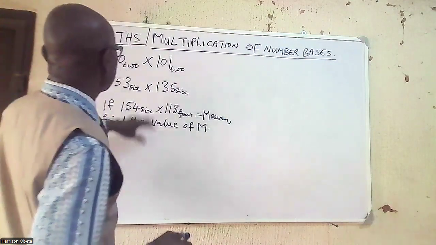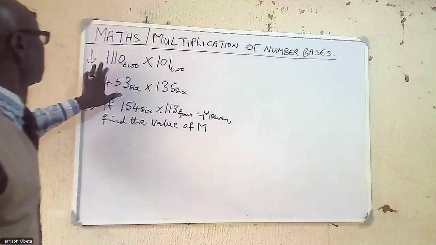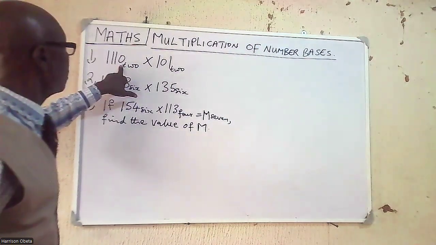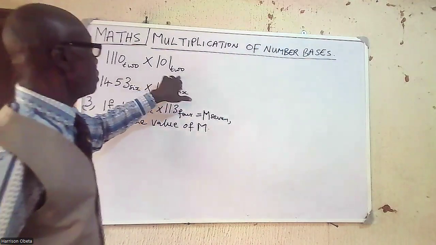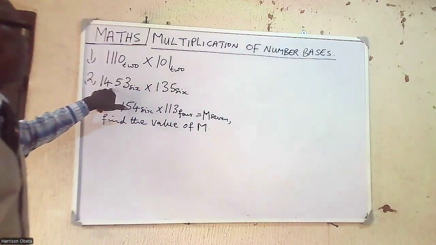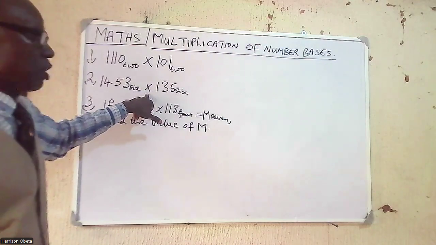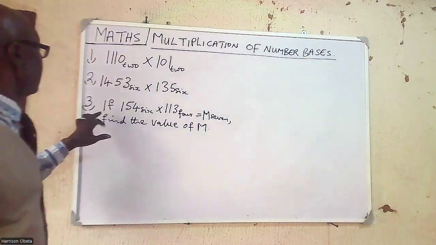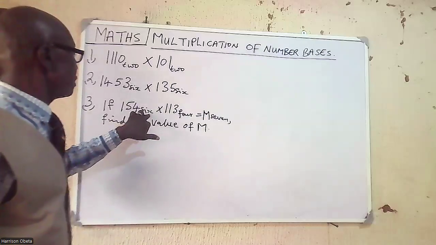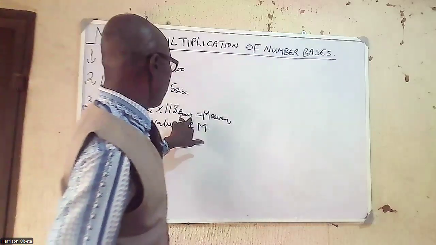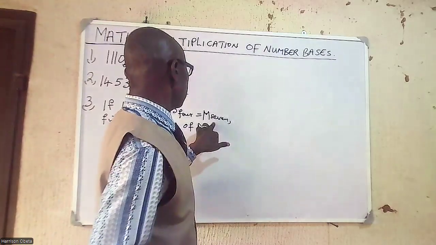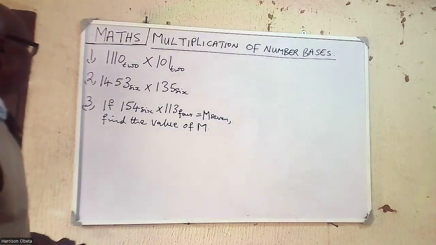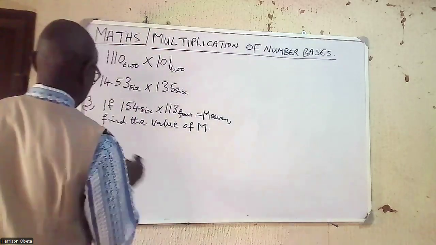And I have 3 questions to explain that. We have the first one, 1110 base 2 times 101 base 2. The second is 1453 base 6 multiplied by 135 base 6. And then finally, if 154 base 6 is multiplied by 113 base 4 equal to m base 7, we are to find the value of m. Solution.